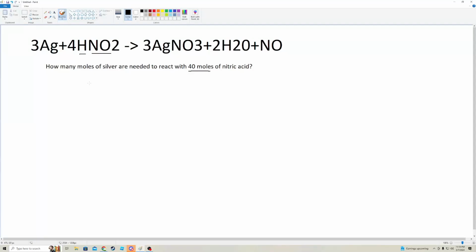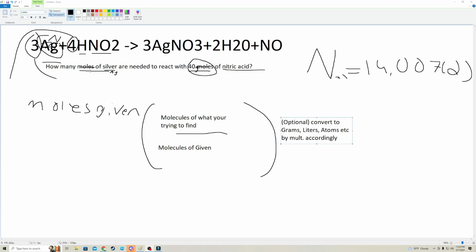So here we have the question: how many moles of silver are needed to react with 40 moles of nitric acid? Just an overall quick rundown of the general formula. You have what you're given in moles. It's very important to be moles times the mole ratio, which of course is going to be molecules of what you're trying to find divided by molecules of what you're given. And then this is optional.